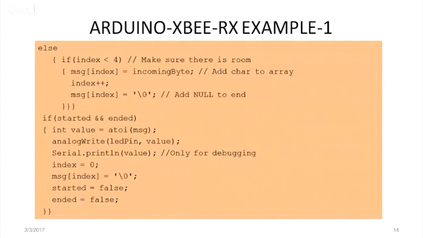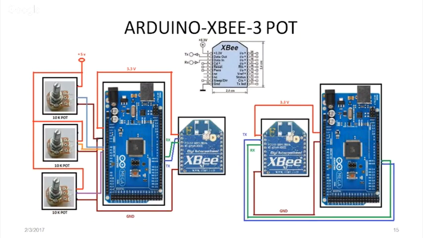So we can check that we are getting the same value or not by the potentiometer. In the serial print command, the value will be seen in your serial monitor. This is only for debugging, so that we can check that the value is being received correctly or not. After that, we will put index 0, message 0, and start it and end it. This is all about your receiver program.